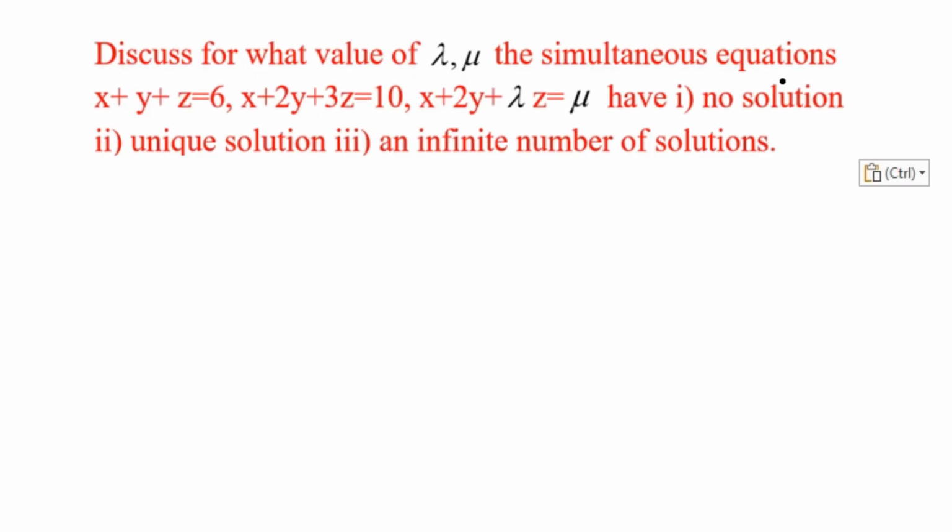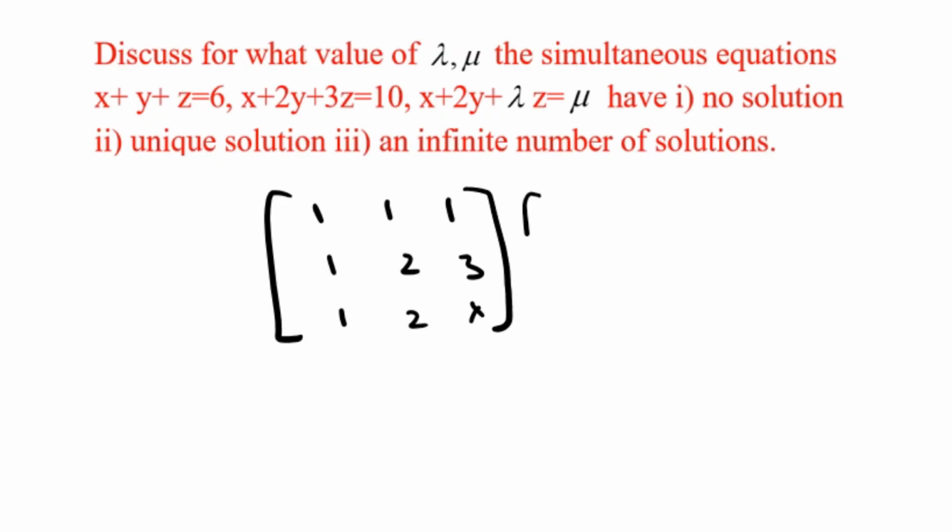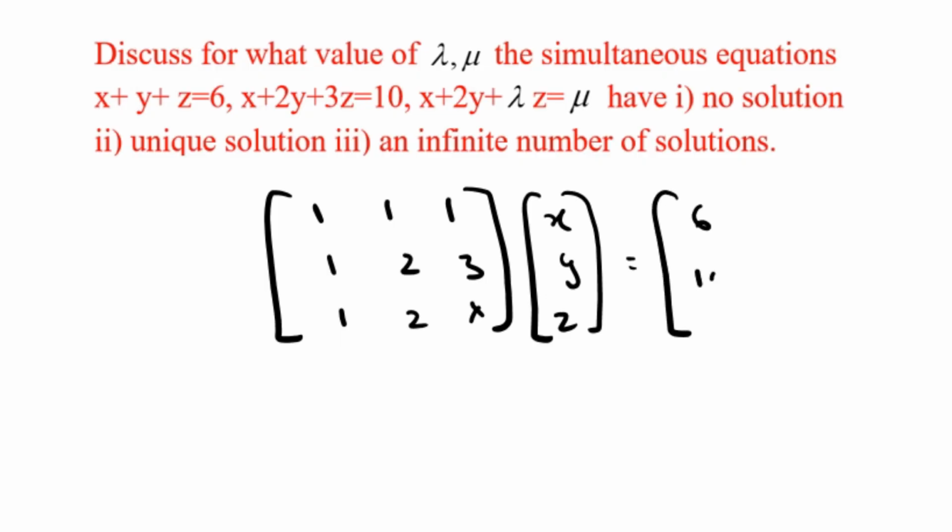We can write in matrix form as [1 1 1; 1 2 3; 1 2 lambda] multiplied with [x y z] is equal to [6 10 mu]. By writing this in terms of AX = B.